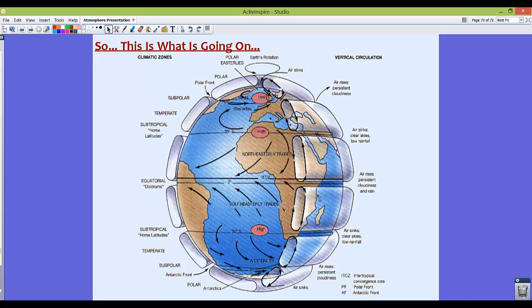So remember what happens at the Hadley cells. The air is going to rise at the equator due to those convection storms, causing low pressure, and it's going to become colder, denser. Air is going to be allowed to move in, which raises the pressure as it's moving towards the poles, and it's going to sink, creating areas of higher pressure or areas of subsidence, stability.